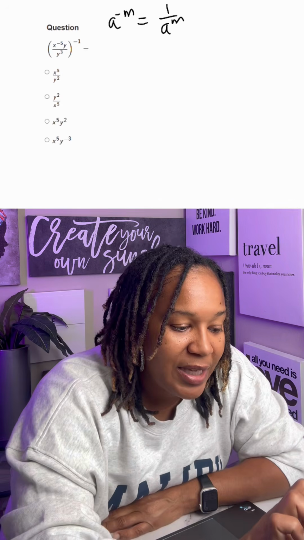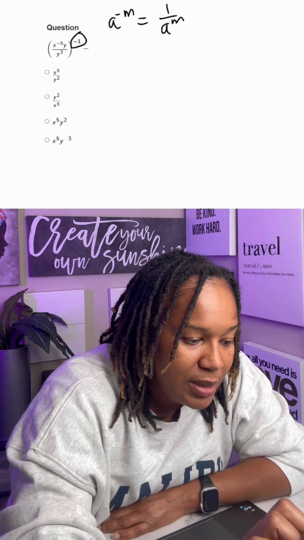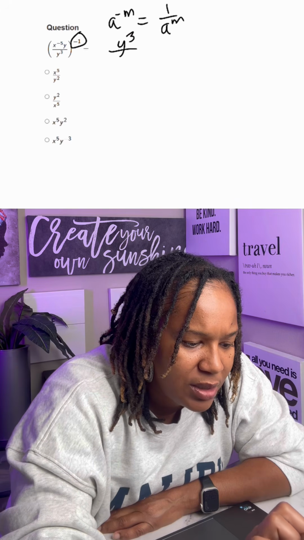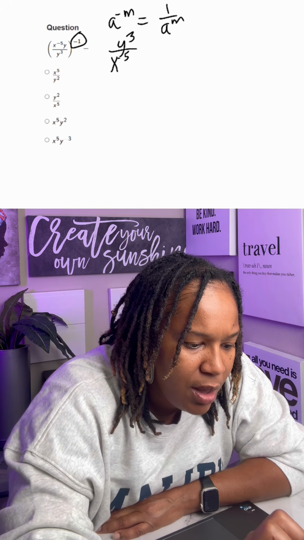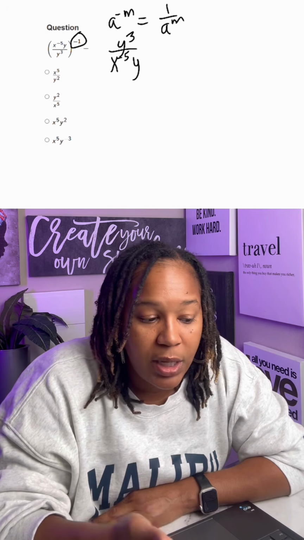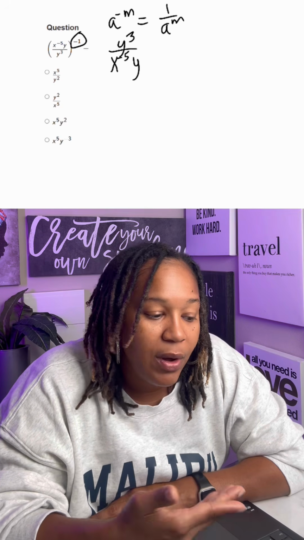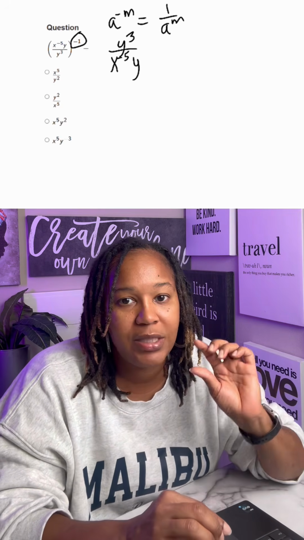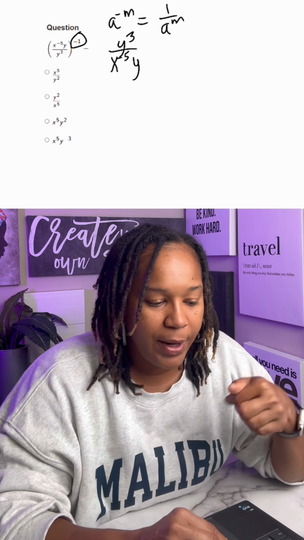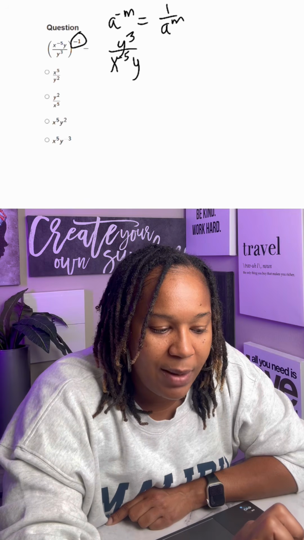So with that being said, this exponent of negative 1 basically flips the inside of that. So the y to the third goes to the top, and the x to the negative fifth and the y go at the bottom. And we would write them both to the positive 1, but because it's an exponent of 1, we don't have to rewrite it. But basically, when you flip it, it takes that exponent of negative 1 and makes it positive, all right?